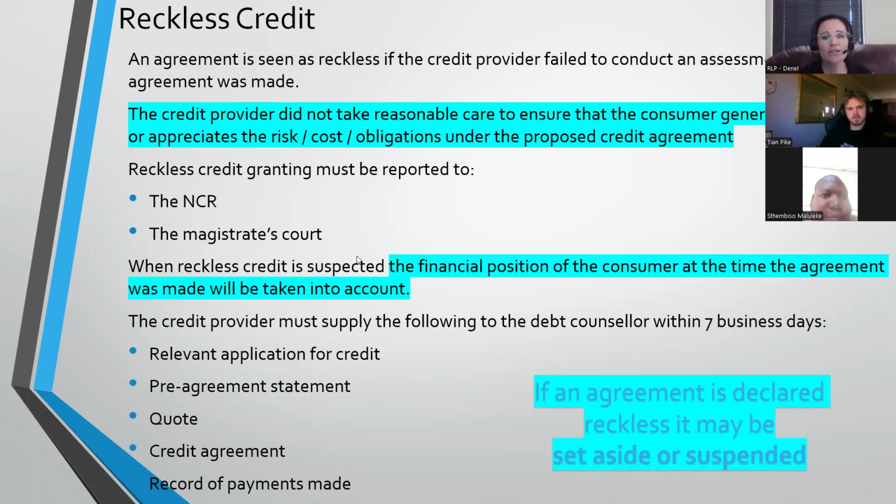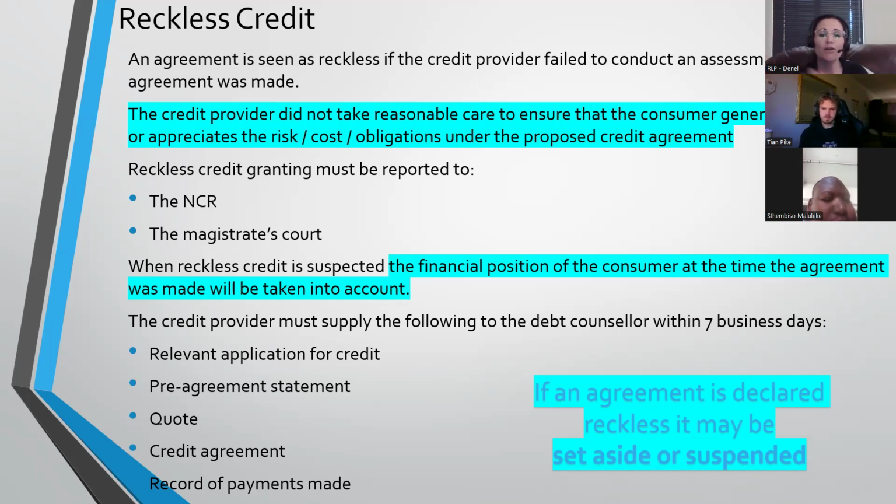Okay. So now they want the following documents. The credit provider should then supply the debt counselor with the following documents within 7 business days. They'll ask for the application for credit, the pre-agreement statement and quote, the credit agreement, and the record of all payments made to date. But once the court declares an agreement to be reckless, it will be set aside or suspended.